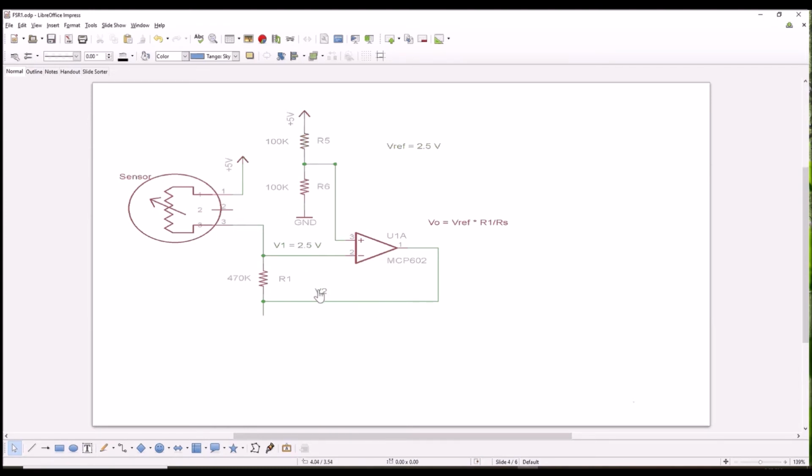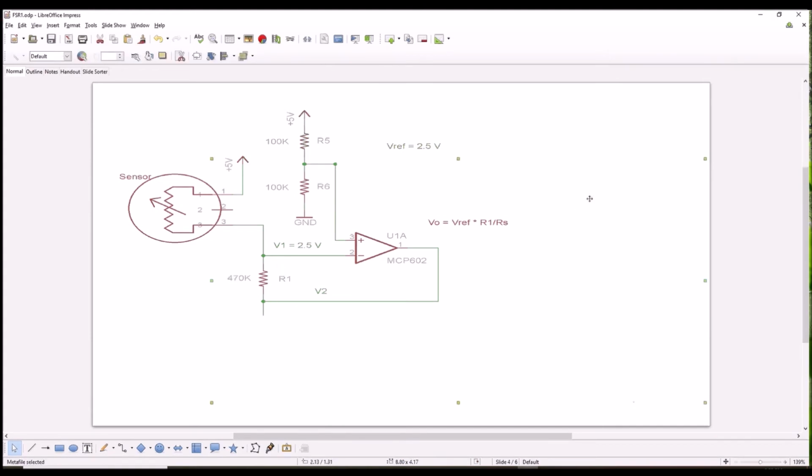This stage is successfully translating a force on the sensor to a linearly proportional voltage. Now, of course, at no load, it's putting out 2.5 volts, and at full load, it's putting out 0 volts. So that's not exactly what we want, and we'll have to fix that coming right up.